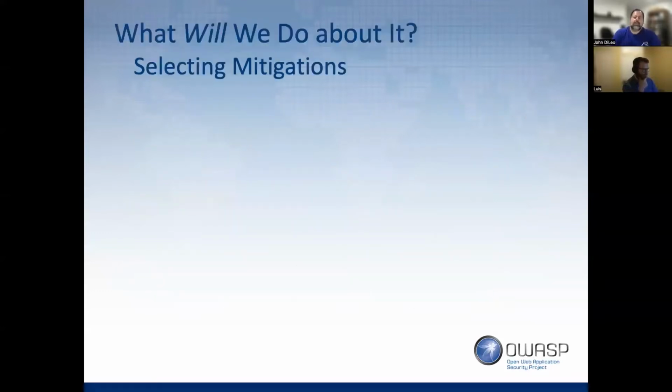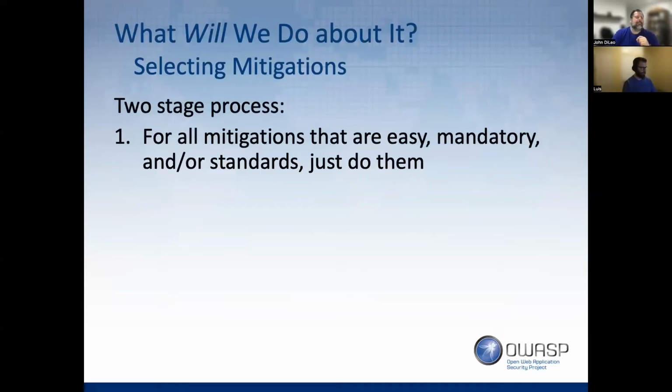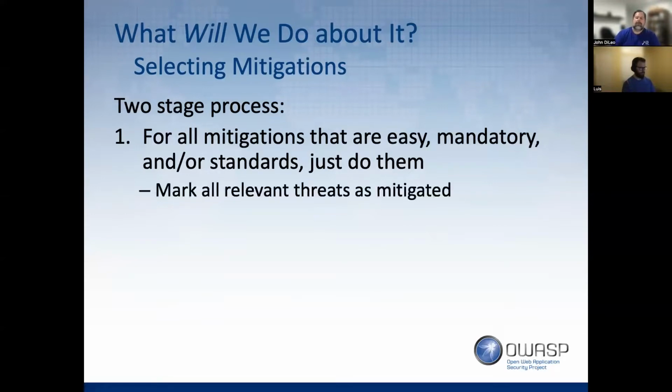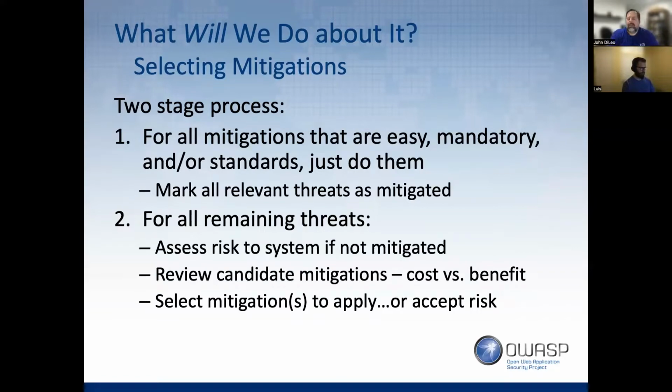So selecting your mitigations. I recommend a two-stage process. For any mitigations that are easy, mandatory, or are standards, just do them, and mark all the relevant threats as mitigated. So this is where we get into situations like, oh, well, we could encrypt the database. Okay, do that. We can make sure we're using TLS 1.2 everywhere. Yeah, do that. And then you just mark all of the threats where that is a full mitigation as mitigated.